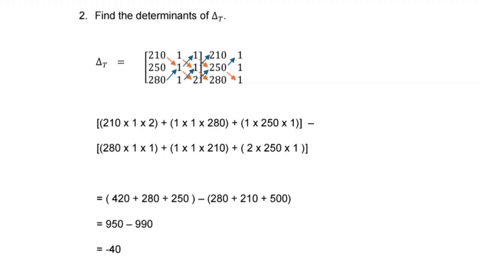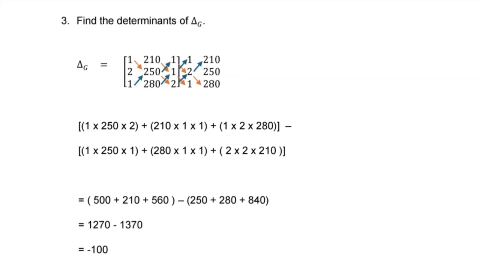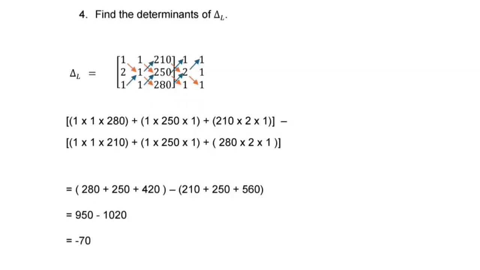Next, we need to find delta t. The method is almost the same as before, except we replace the first column with the constants. To find delta g, we must replace the second column with constants. The same goes for delta l. Replace the third column with constants.